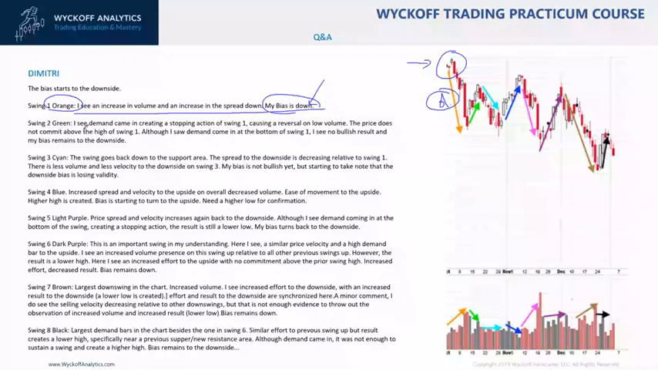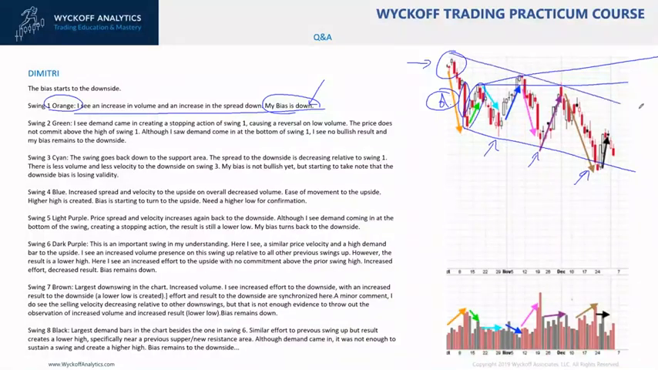Next swing. I see demand came in, creating a stop in action of swing one. Yes, we have a climactic bar here, and then we have a change of character, which suggests what? A trading range. Our trading range develops like this. It's an expanding triangle, kind of like a diagonal. So all of our tests come on the support level like this, and that creates a horizontal structure.